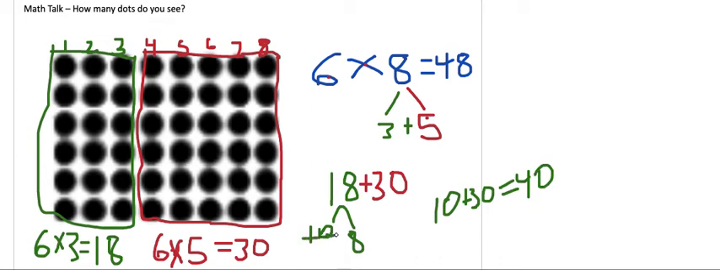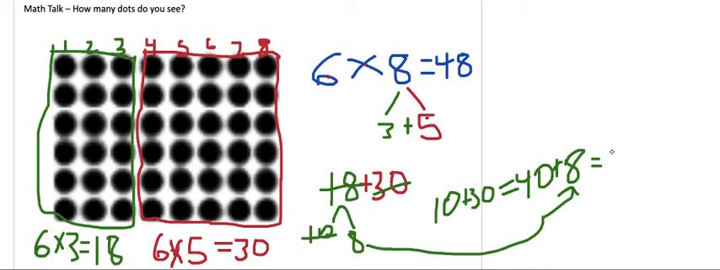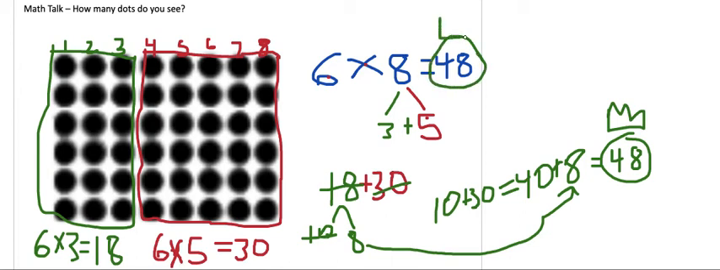So I use this 10. This is not an 18 anymore. I just have an 8. I use this 30. And now I have to add that 8 at the end. So 40 plus 8 equals our total amount of dots, 48. So usually I circle my final answer and then I put a crown on it. I forgot to do that up here.